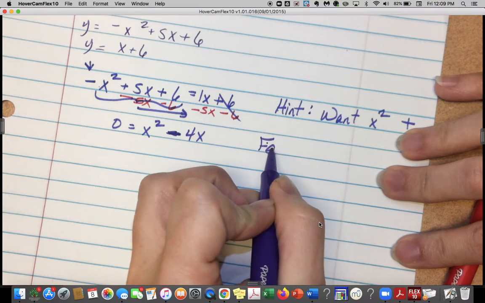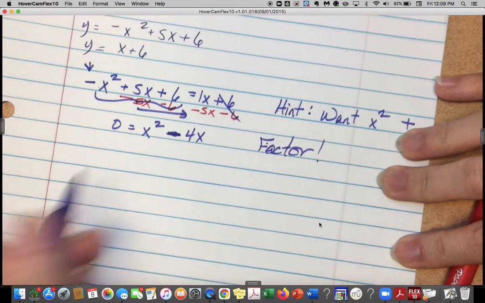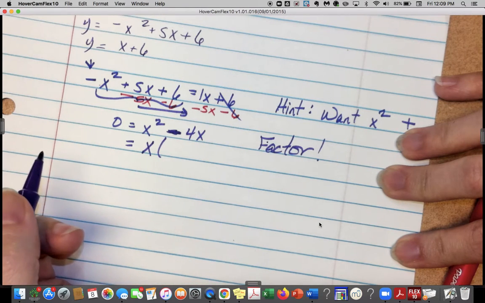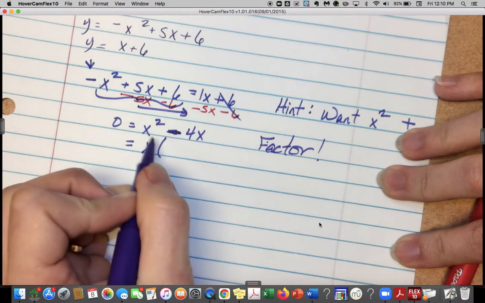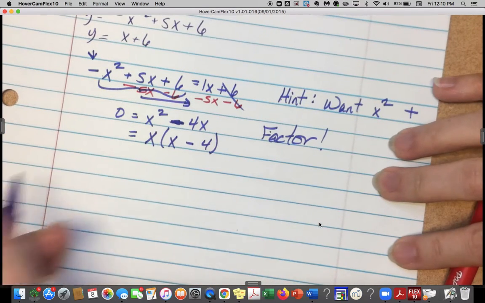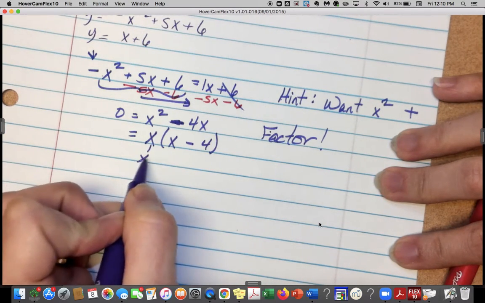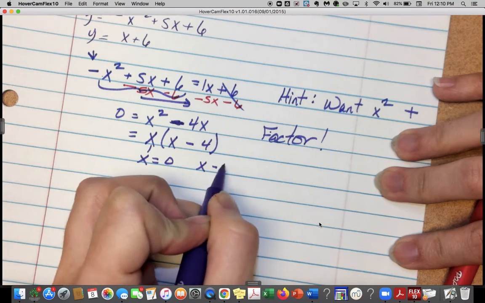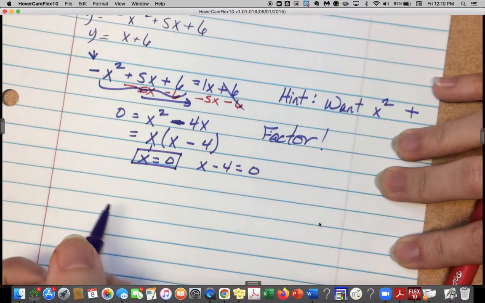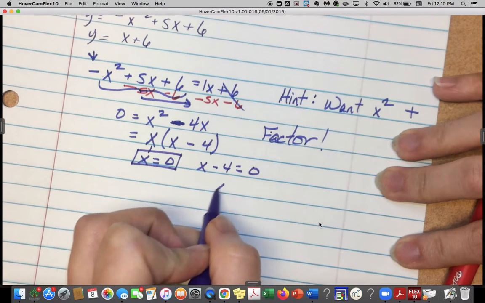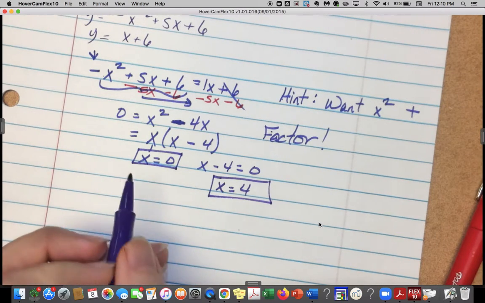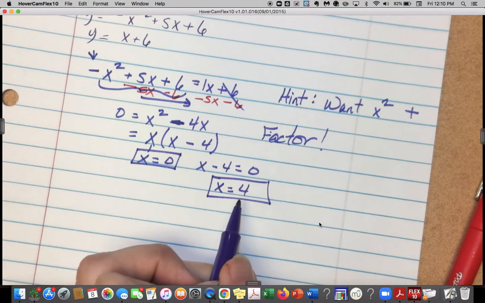Hopefully you notice that we can factor this. And because we can factor it, we just take out our common term. So that gives me x times x minus 4. So I can take each factor, set it equal to 0, and solve it. This one's already done. Once we get x by itself, we're solved. And so that one's going to end up being a positive 4. So I have two answers, when x is 0 and when x is 4.